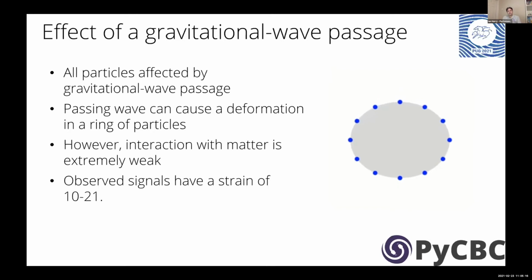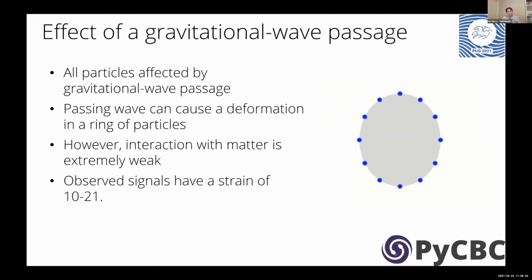So if I was to show this at scale, there's no way my monitor could possibly display it, and it would just look like a ring. In effect, the deformation is equivalent to being able to measure the distance to the nearest star with an error less than the width of a human hair. So extremely high precision instruments are needed to try to observe these gravitational waves.